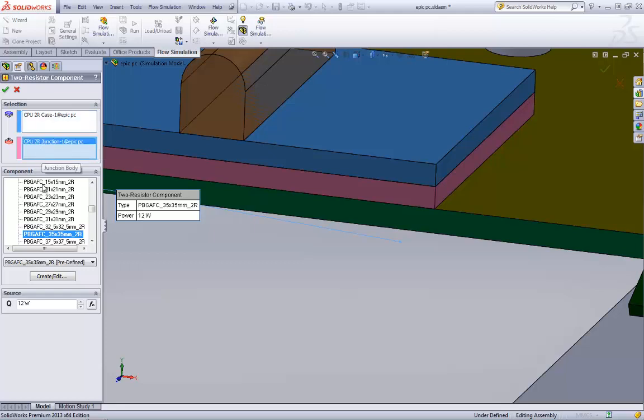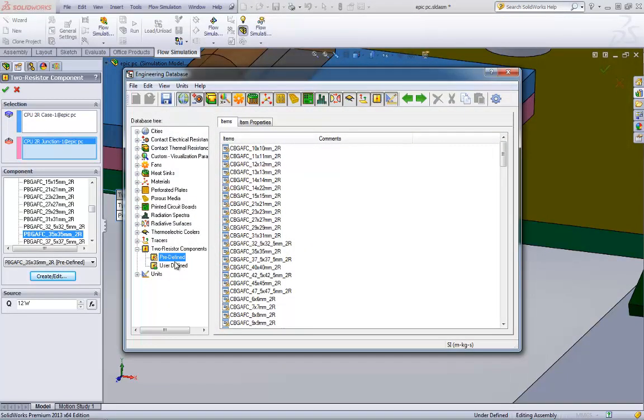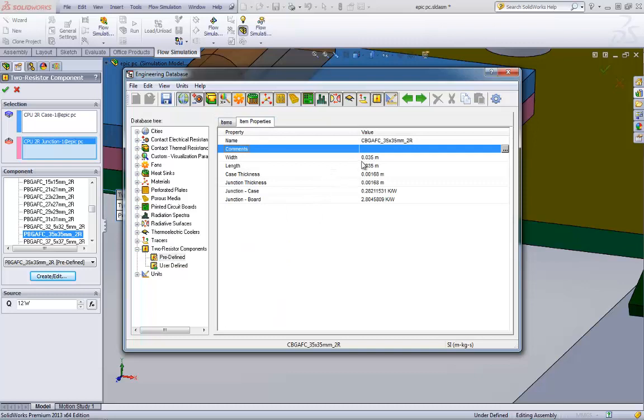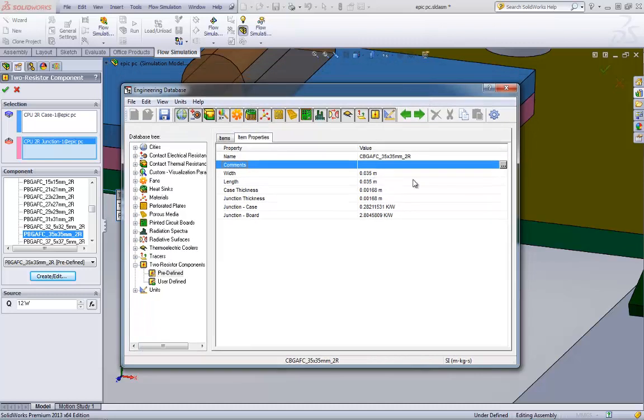Now, in our engineering database, if I jump into that real quick, we can see that under two-resistor components, there are quite a few predefined two-resistor components. Let's just take a look. This one is the 35 by 35 2R. Let's take a look at the item properties. You can see that it has a width and a length, so the size of the chipset, which is important for the conduction, and the case thickness and junction thickness, which happen to be the same, and then the junction-to-case thermal resistance and the junction-to-board thermal resistance.